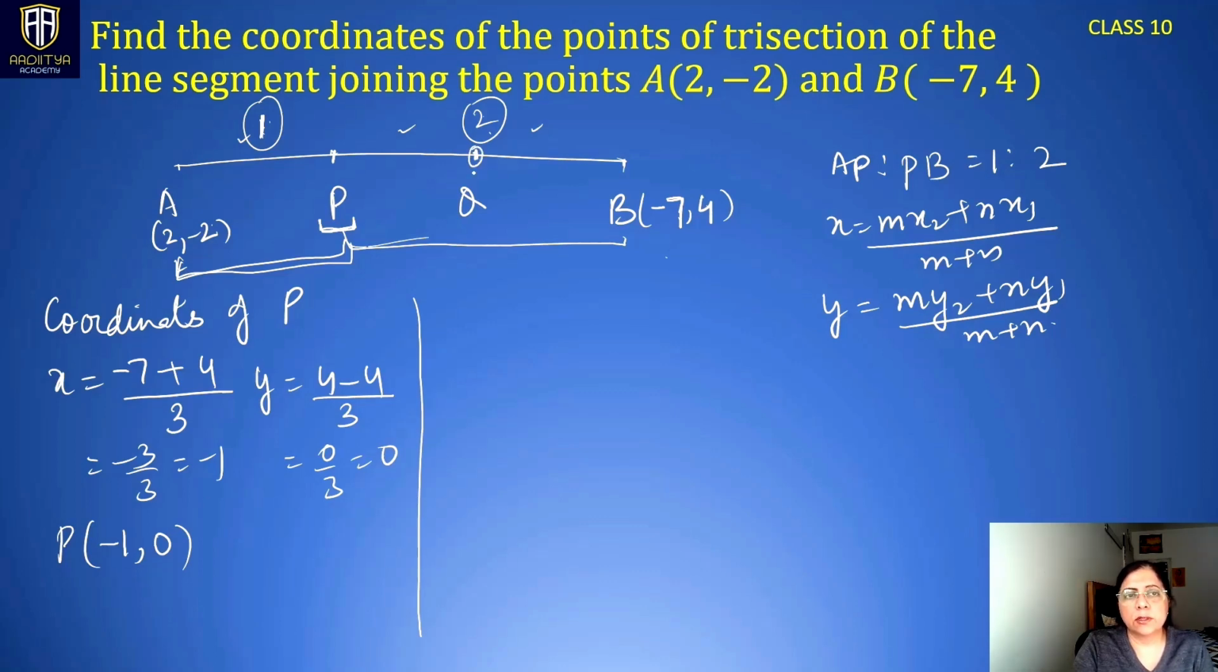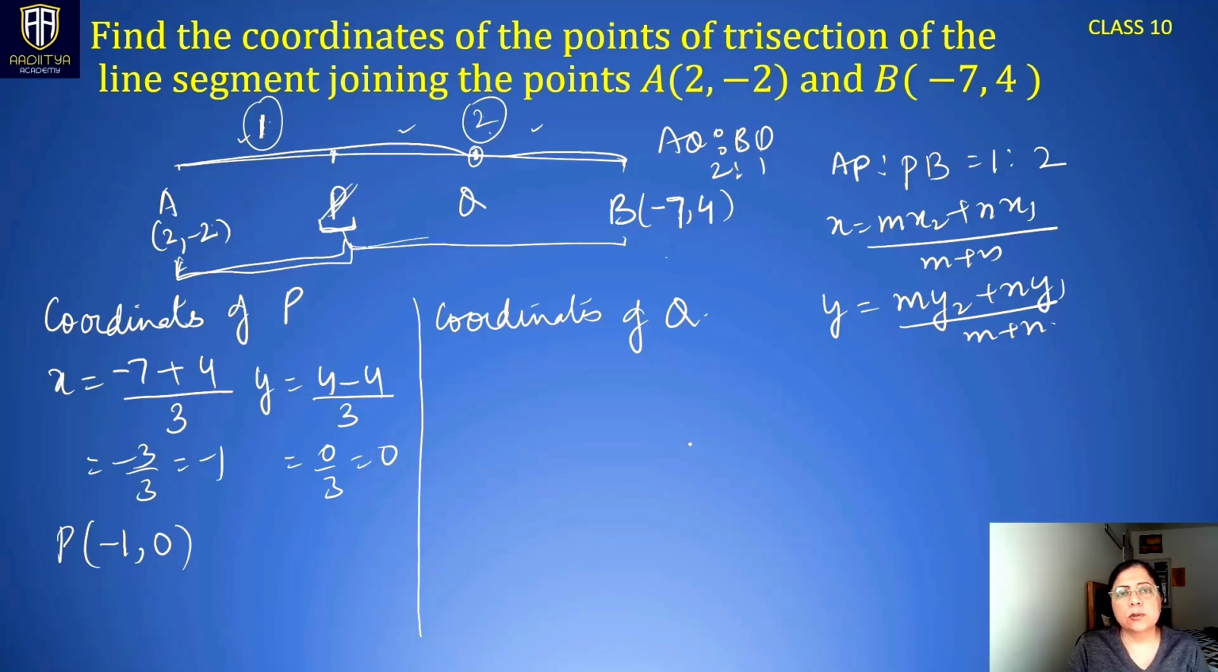Now we have found the value of P here. Next we have to find the coordinates of Q. Now this can be done in two different ways. This is very easy. Either you can do that, removing this P, we have AQ is 2QB, AQ is 2BQ as 2:1. So using this thing you can find this. Or the easier way is, if P is taken as -1, 0, from here you can see that PQ is equal to BQ.